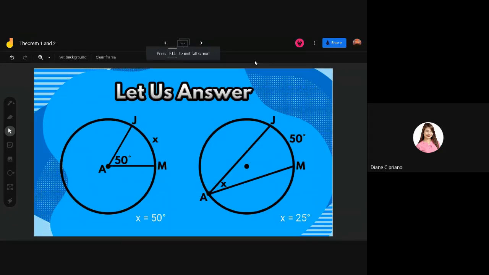And next is the inscribed angle, in which if we have the other part of the arc, which is the 50 degrees, half of it will be equal to the inscribed angle. So in this case, the given arc is 50 degrees. Therefore, the inscribed angle of it would be half of it, such as 25 degrees. So that's all. That's it. That's good. Theorem 1 and 2.